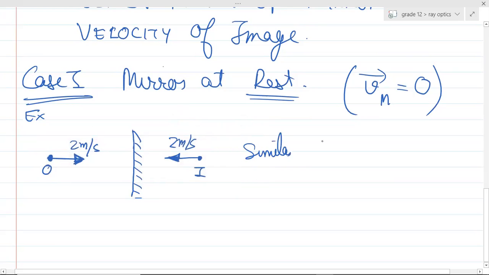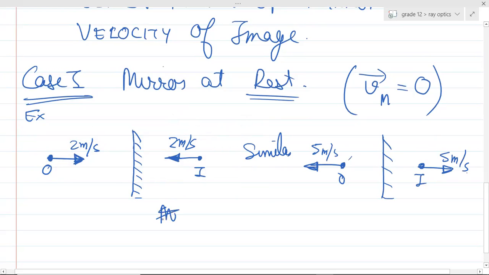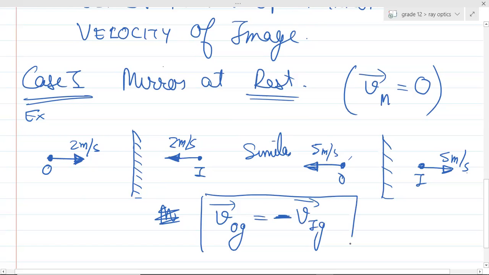Again, the object will move in the opposite direction at the same speed. Suppose the object is over here and it is moving with 5 meter per second, then the image will move with 5 meter per second in the opposite direction. So can you see, when the mirror is at rest, the velocity of the object with respect to ground is equal to the negative of the velocity of the image with respect to ground. They are equal and opposite, right?